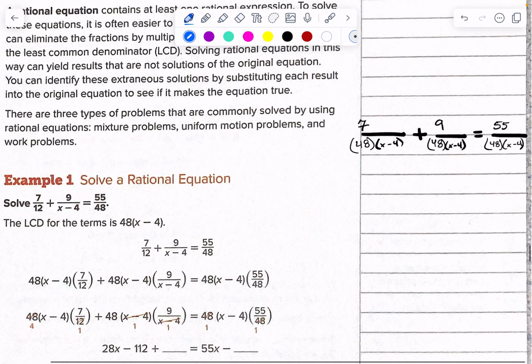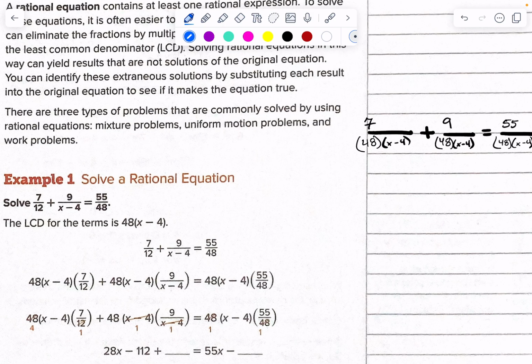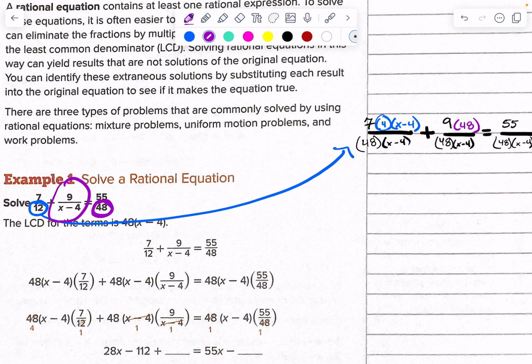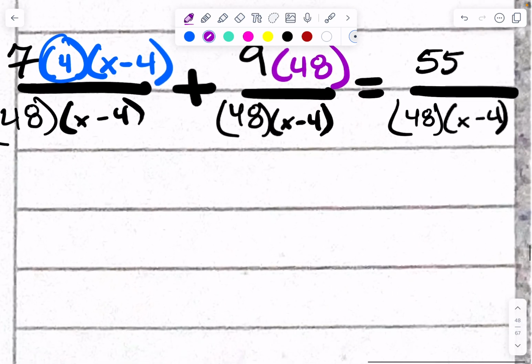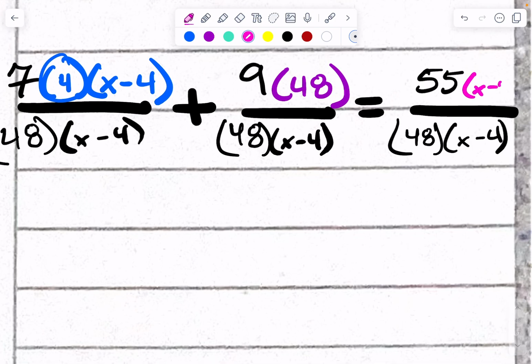This first one might be a little tricky. I have 12 on the bottom, and I need it to become 48 times x minus 4. So 12 in comparison to 48 needs to be multiplied by 4, but then we're missing x minus 4 also. The 9 has x minus 4 on the bottom, but it does not have the 48, so we've got to multiply 9 by 48. And the last one, 55, has the 48, but it's missing the x minus 4, so 55 needs to be multiplied by x minus 4.